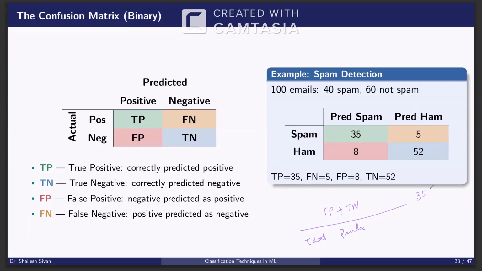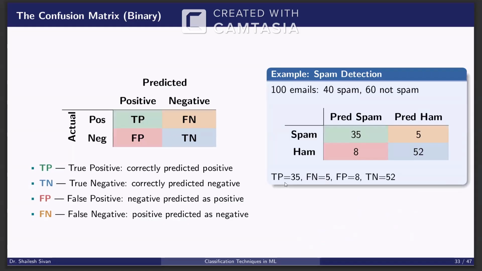35 plus 52 divided by... adding up all these things, we will get 100 predictions, right? So 35 plus 52 equal to 87 by 100. So we can say that our model is having 87% what? Accuracy. Is that clear for everyone? Okay.